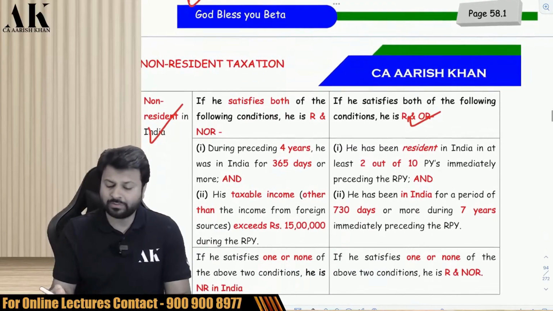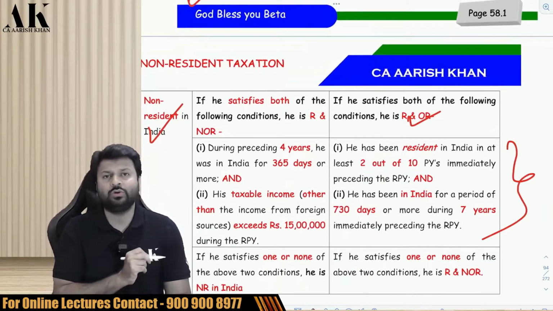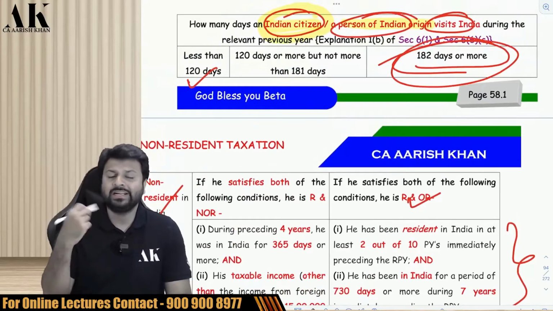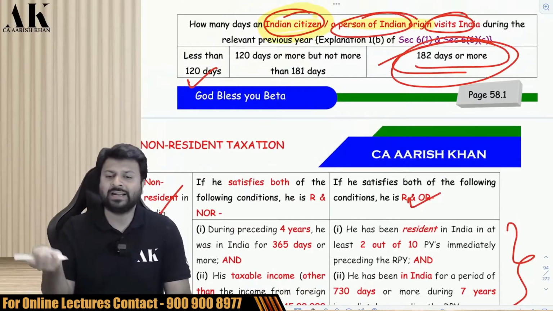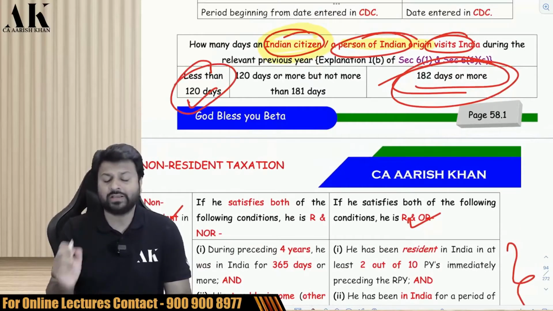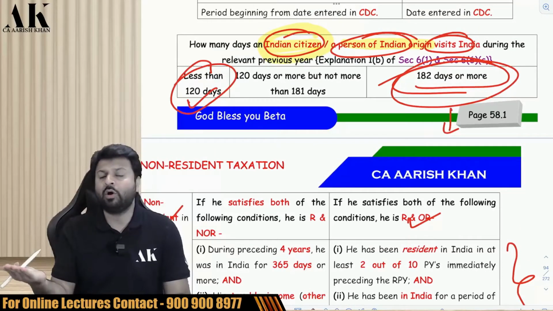Then he can also become ordinary. If he fulfills the two additional conditions, then he will become ordinary. So here there are two possibilities. He will either become resident and ordinary resident, or resident and not ordinary resident. So less than 120 days, always non-resident. 182 or more, always resident.